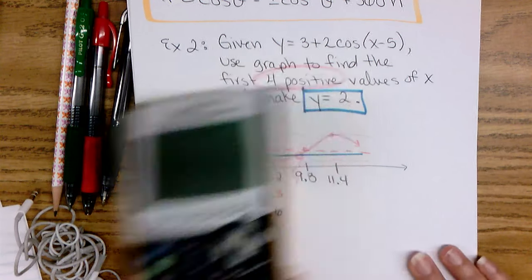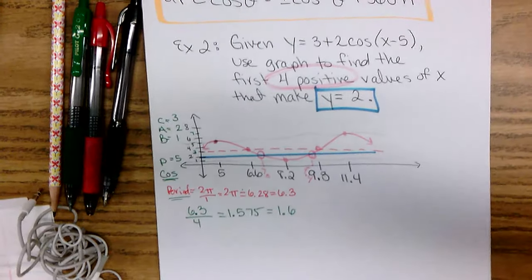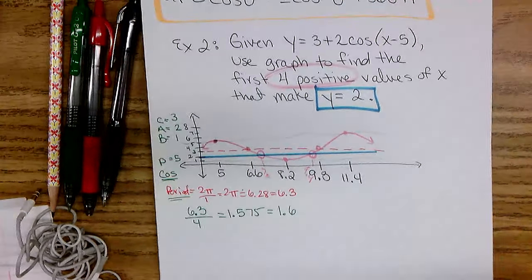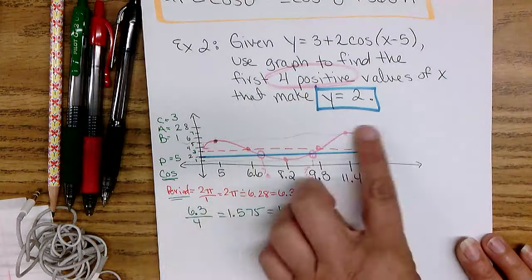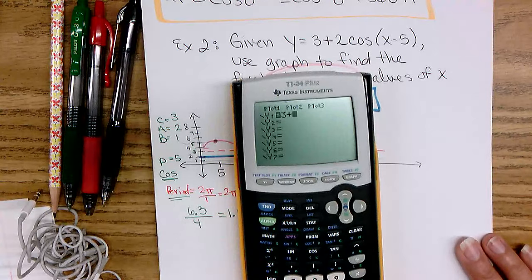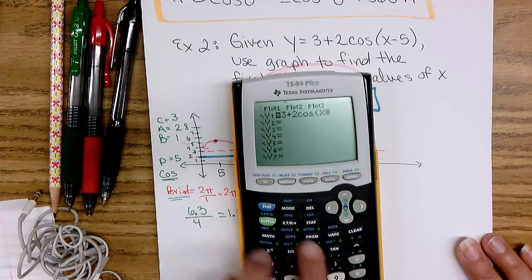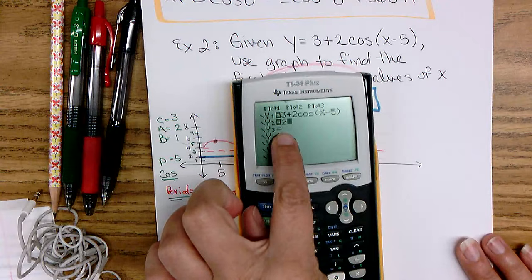That's unfortunate. So we guessed that last spot of 9.4. And then we know we need 4 positives, so we're going to grab our calculator to see if we can get the rest of them. So we're going to type in our function: 3 plus 2 cosine quantity x minus 5. And then in the next spot, you're going to plug in y equals 2.